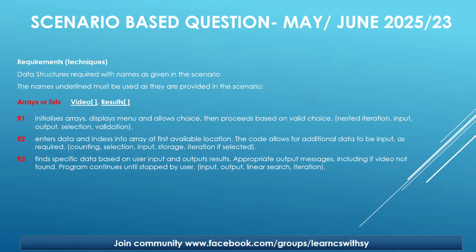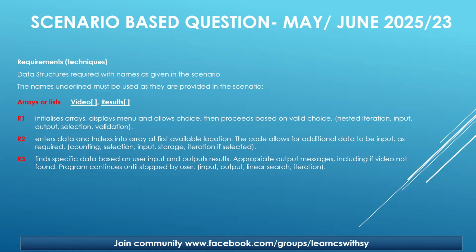Requirement number two is entering the data in indexes into the array at first available location. The code allows for additional data to be input as required. And for that, you need to be very clear about the counting, selection, input, storage, iteration, and if it's selected.